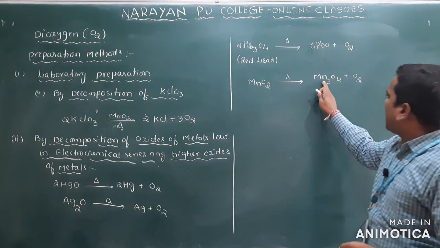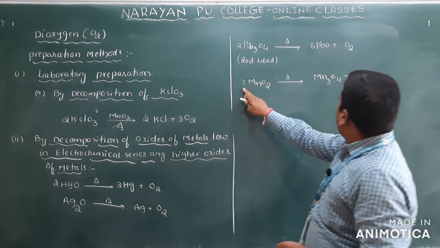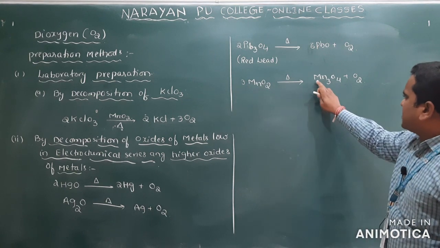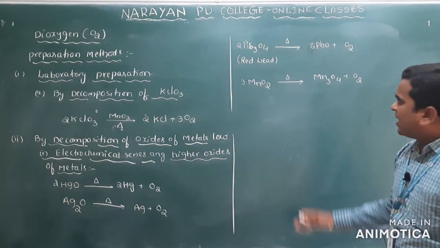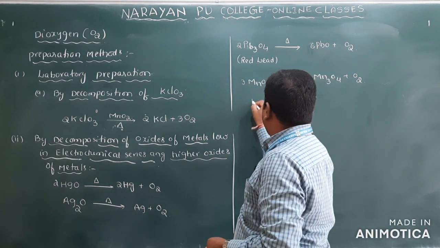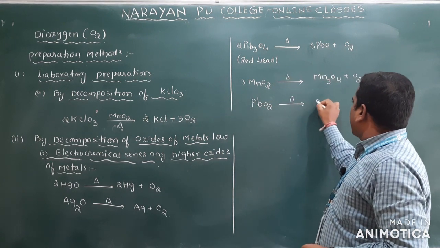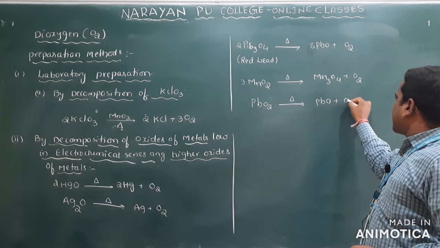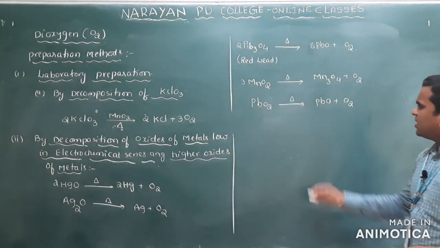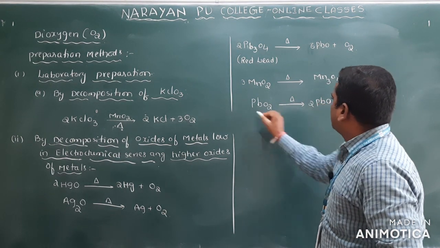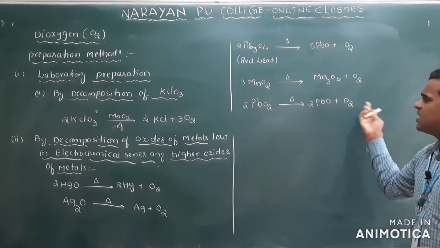Balance here, how many manganese atoms are there? 3, and you know 3 into 6, oxygen 6, and here also 6. In the same way, you take lead dioxide and heat it, you will get lead monoxide plus oxygen. Clear? Multiply this one with the 2, and here with the 2, and 4 oxygens.